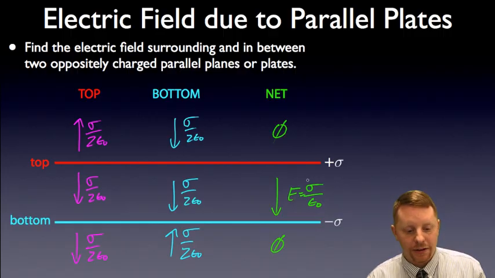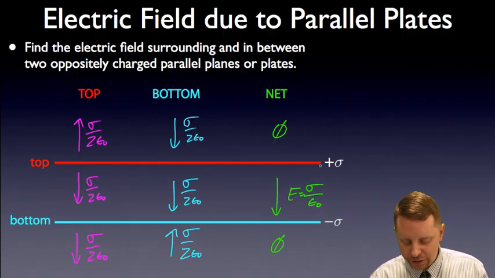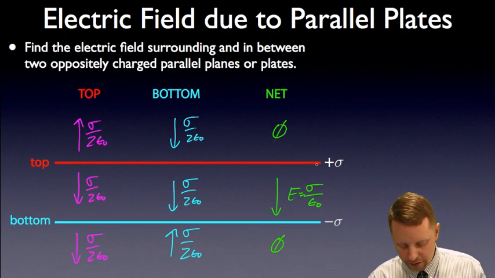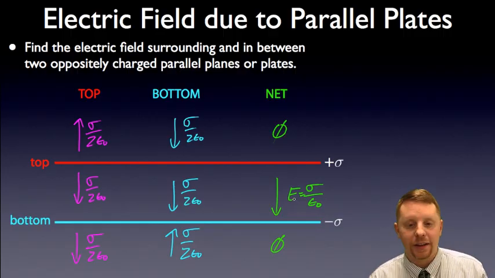If it's an infinite plane, it's perfectly accurate, but since those don't really exist, you have to understand that if you get too close to the edges, it doesn't work anymore. But anywhere between these two, as long as you're not near the edges, the electric field is constant, sigma over epsilon naught.